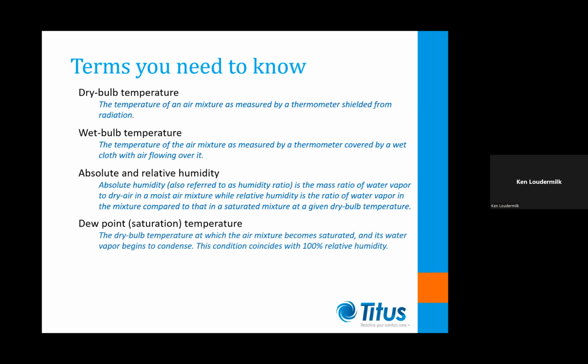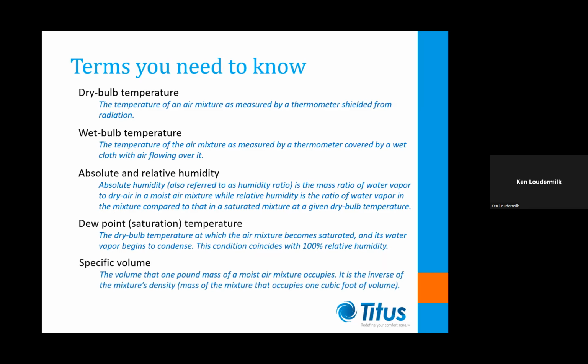The dew point temperature of a moist air mixture is the dry bulb temperature at which it becomes fully saturated and its water vapor begins to condense. Finally, specific volume and density relate the volume and mass of an air mixture. They're used to convert volume flow rates to mass flow rates.